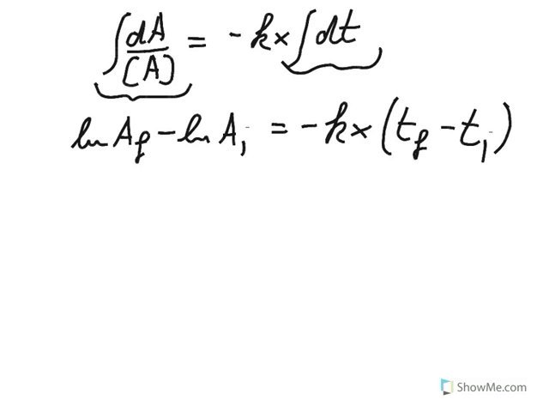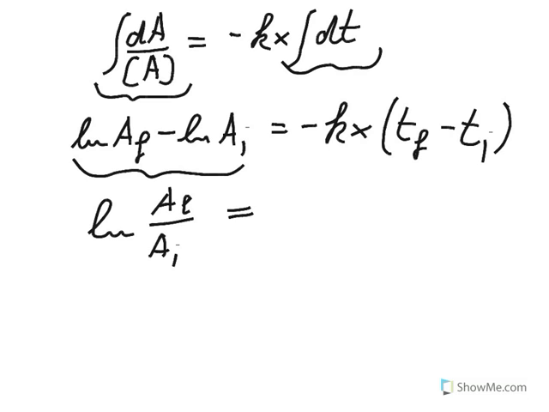And I can write this a little bit neater. I can use the laws of logarithm here, and I can write ln of A final over A initial equals minus k times (t final minus t initial).